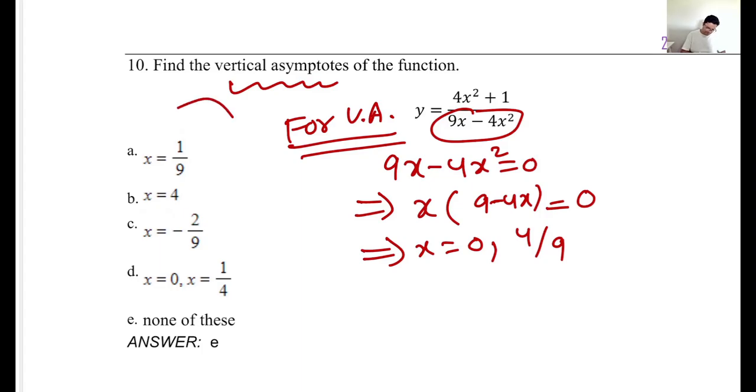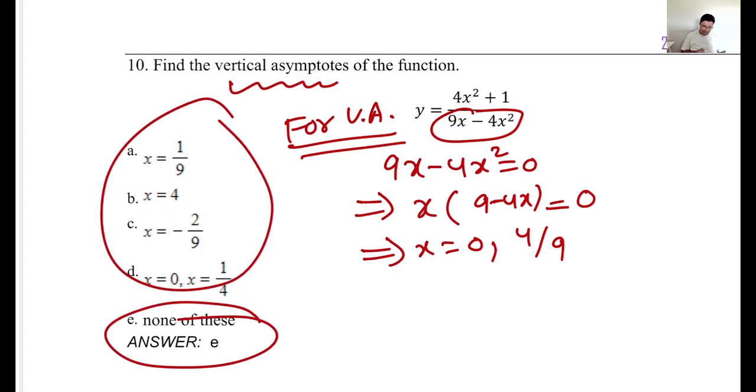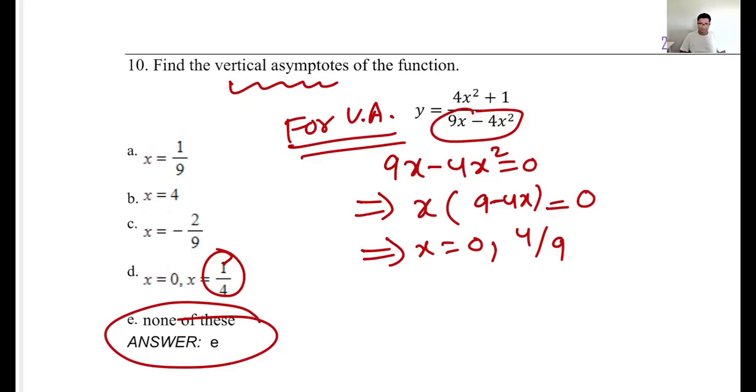And none of these is the correct answer, so the answer option is B. See, the fourth option, option D, had 0 in there, but it also had 1 over 4. That's not correct. It's 0 and 4 over 9. It has to be completely right. If it only gave x equal to 0, I would have ticked it. You can miss something, but you cannot write a wrong value. You don't have an asymptote at x equal to 1 over 4.